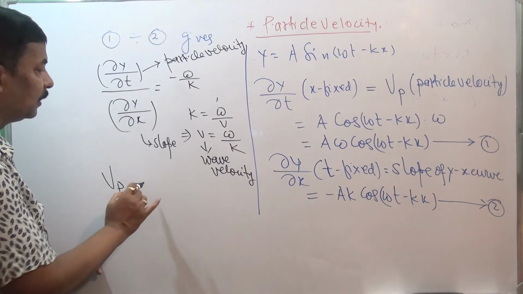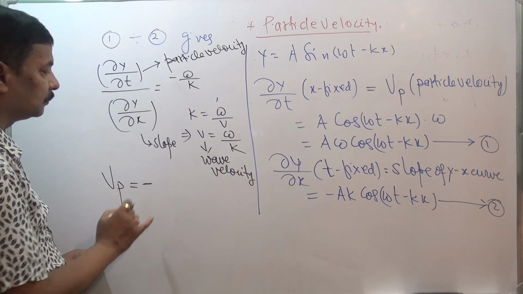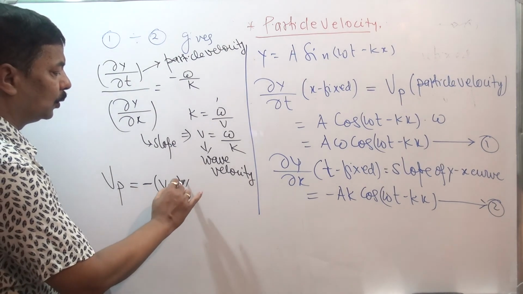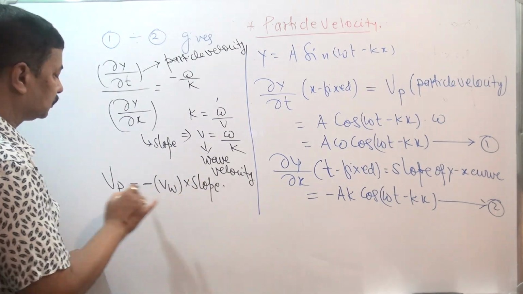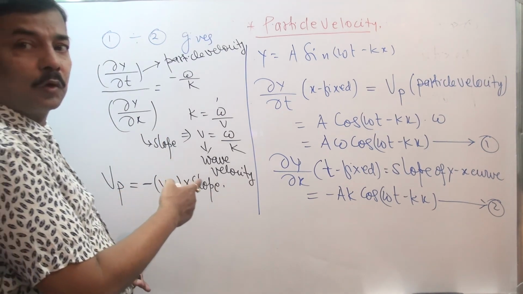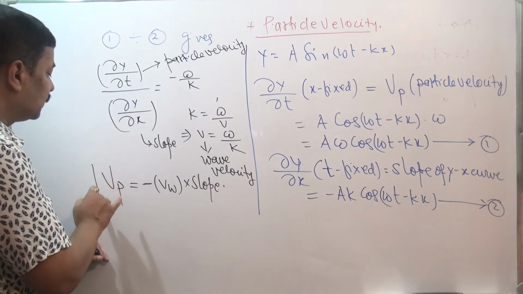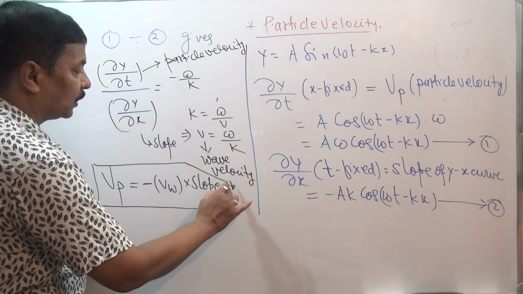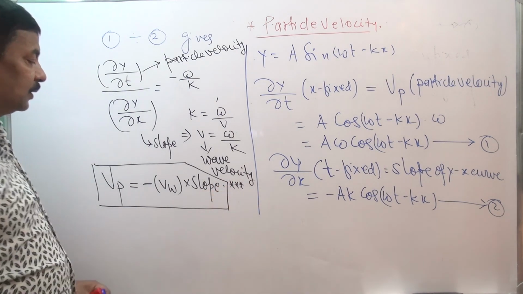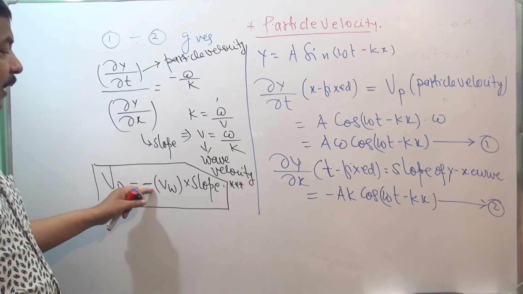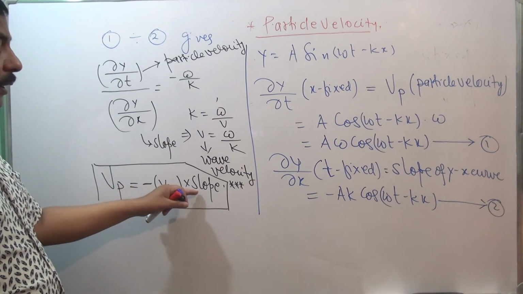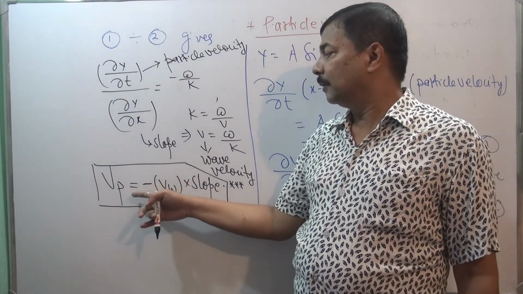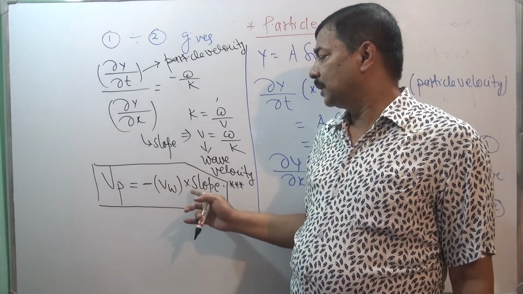Particle velocity Vp is equal to minus V wave into slope. Slope of what? Slope of the yx curve. So this is the important result that you are supposed to remember all the time. It is very, very important. See it carefully. Particle velocity is the negative of wave velocity multiplied by slope.